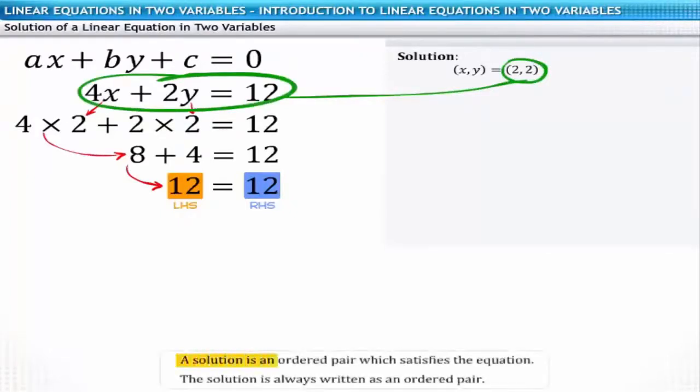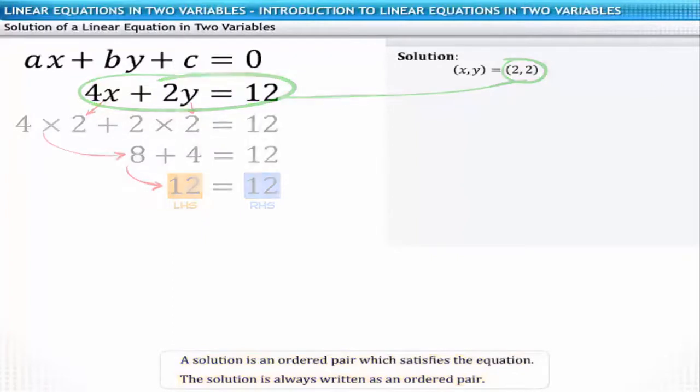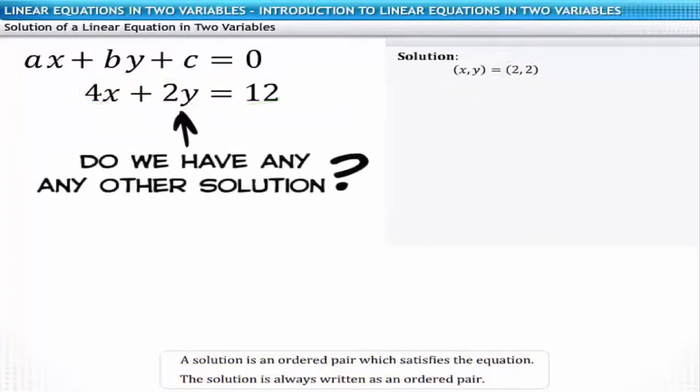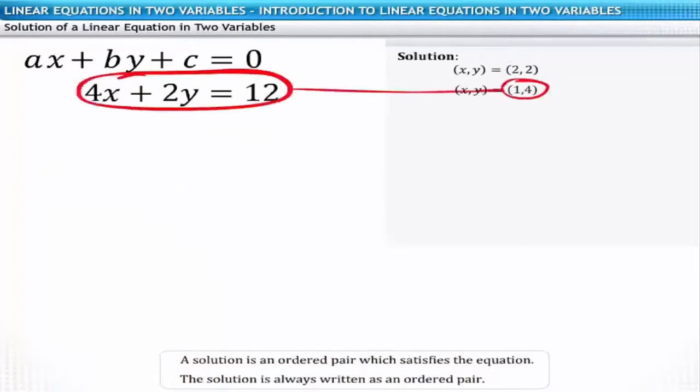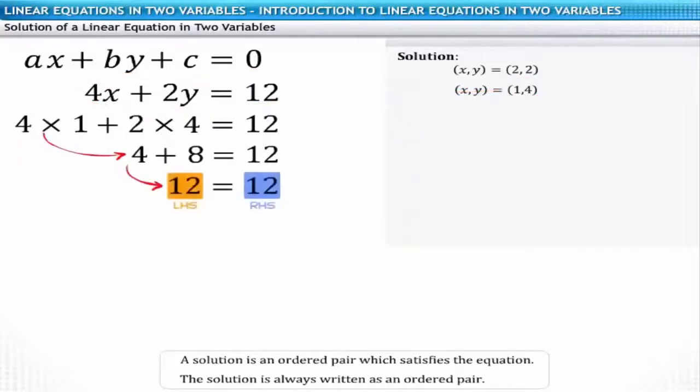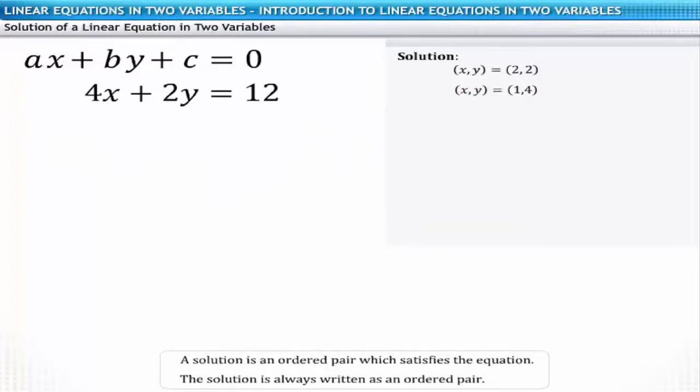A solution is an ordered pair which satisfies the equation. The solution is always written as an ordered pair. Now, do we have any other solution for this equation? Let's check whether 1, 4 is a solution or not. This says that 1, 4 is also a solution to the equation 4x plus 2y equals 12.